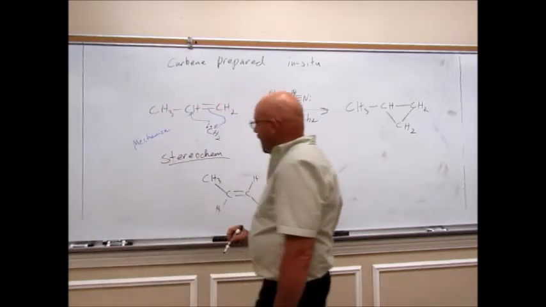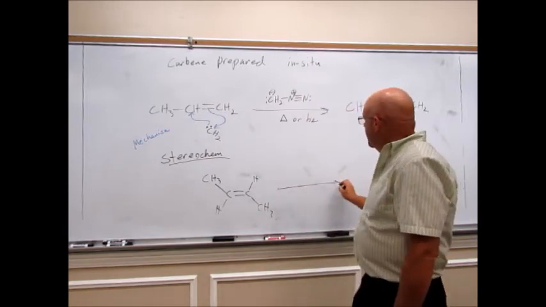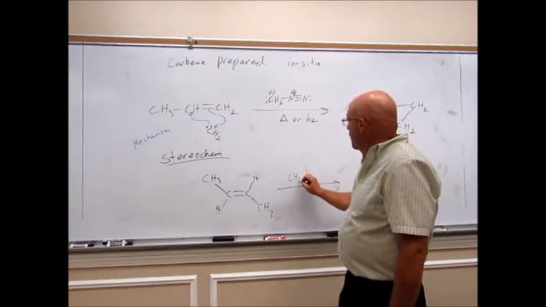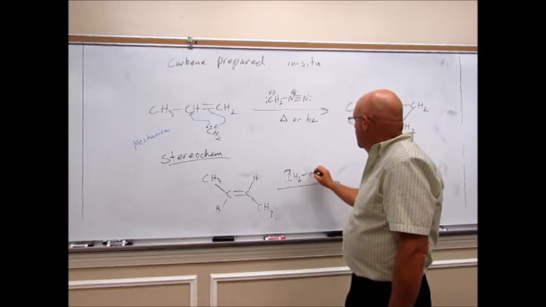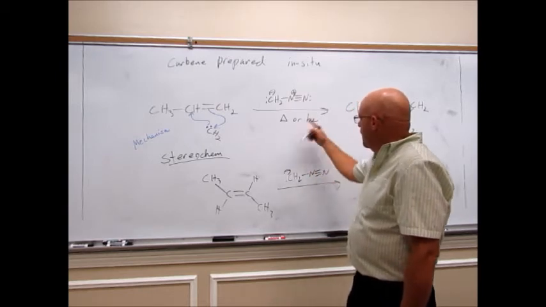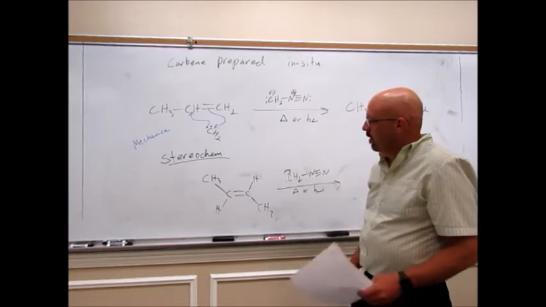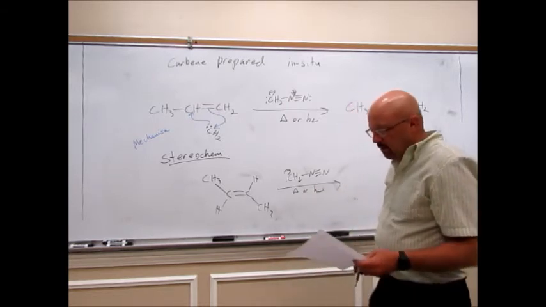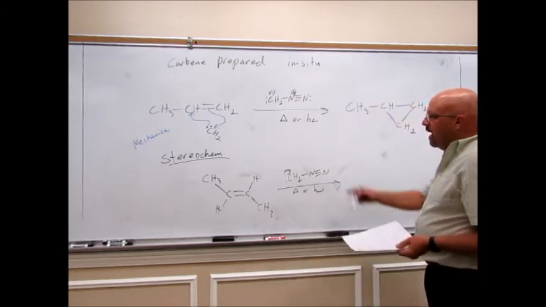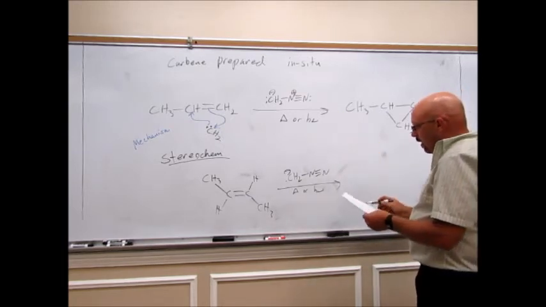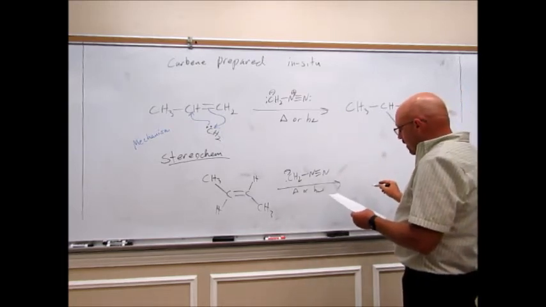Let's do this alkene. And again, we're going to do the diazomethane and either heat or light. That gives us the carbene. And then the carbene reacts the same as it did before. I'm just going to go ahead and jump to the product.